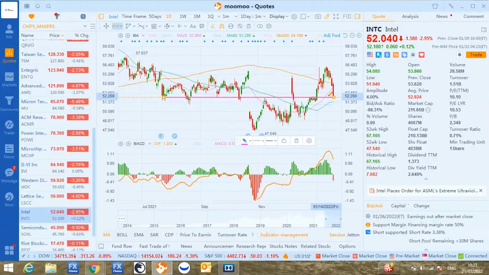I'm very familiar with Intel. Intel hasn't gone above 56, 57 in the last 6, 7 months or so. But the high of Intel was at 67, I think earlier last year or so. But for now, what I can say is Intel is 52. Some days ago, it was around 55, 56. So Intel is 52 now.